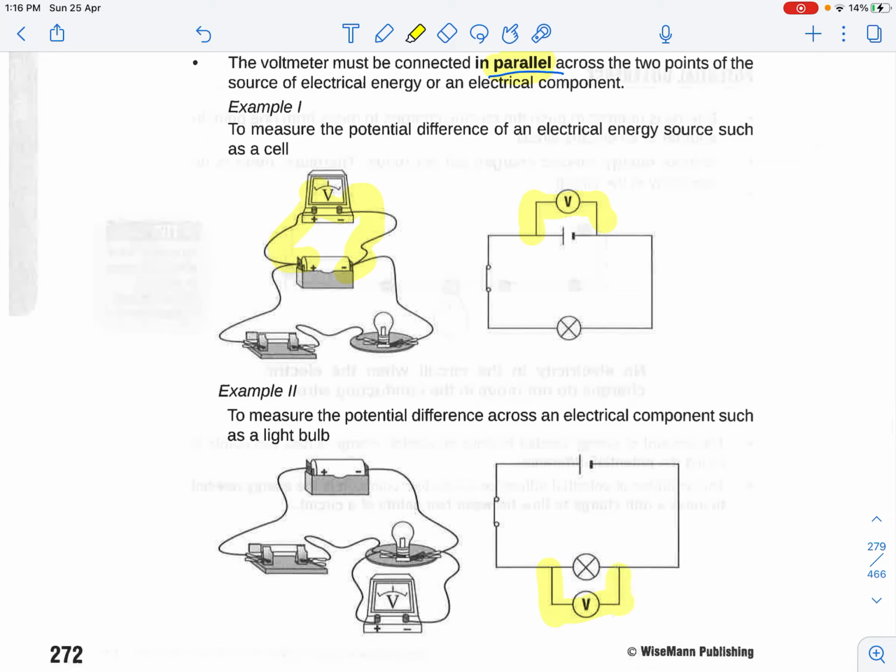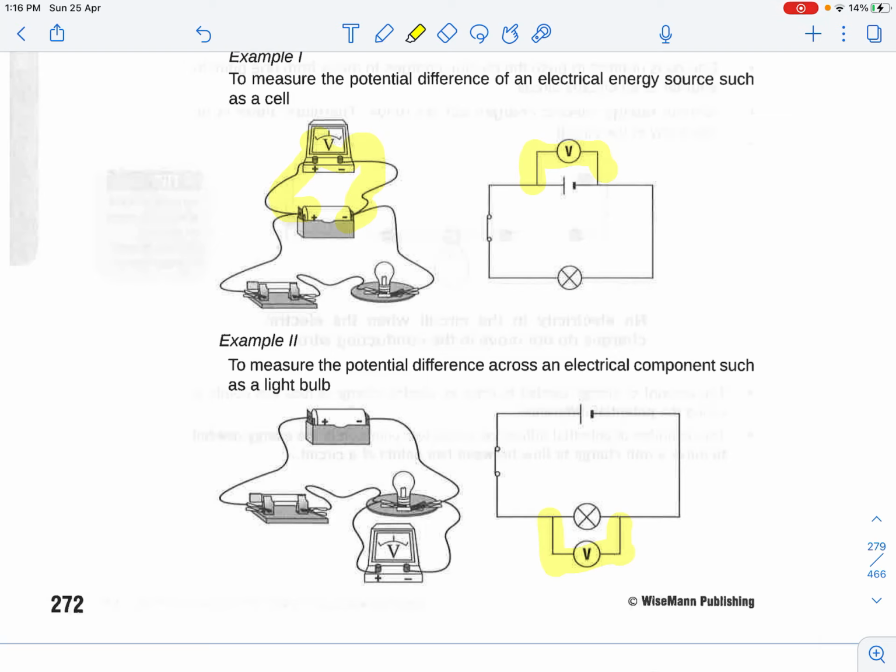If you want to measure the voltage of the cell, you draw a parallel arrangement at the cell. If you are interested to measure the voltage of the light bulb, you have to draw another parallel. An ammeter, generally you just have to draw it at the side here. Okay.